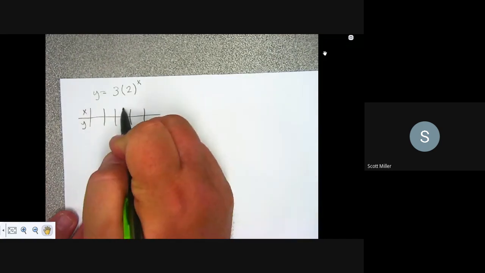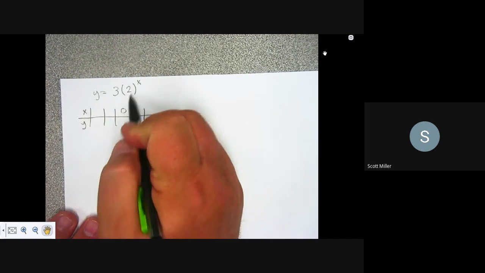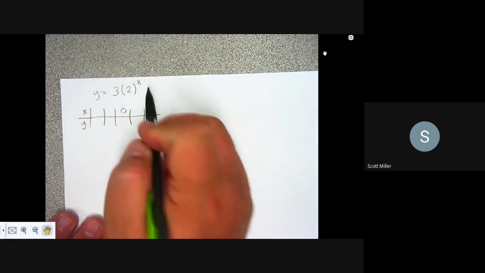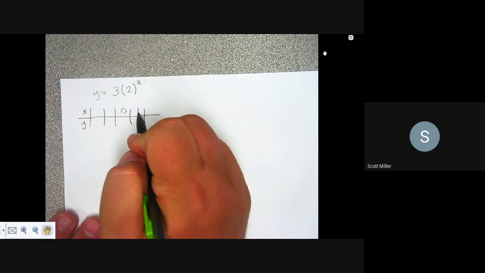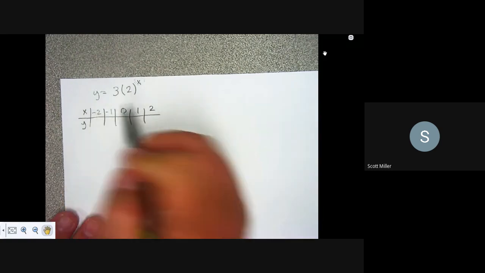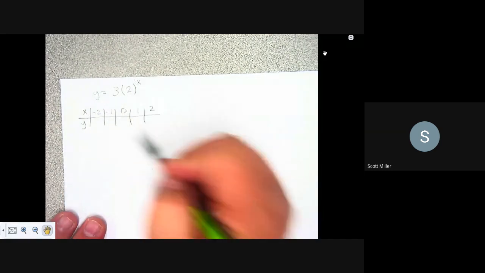We're going to put 0 in the middle because that's the number that makes the exponent 0. That's why we choose that number. This middle number is the number that makes the exponent a 0. And then we pick two numbers bigger than that, so just the next two integers, and two numbers smaller than that, the next two integers that way. We're going to take these numbers and plug them in and get a y value that goes with it.